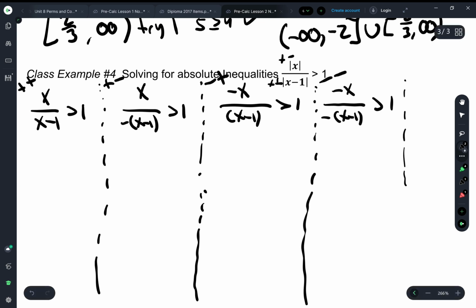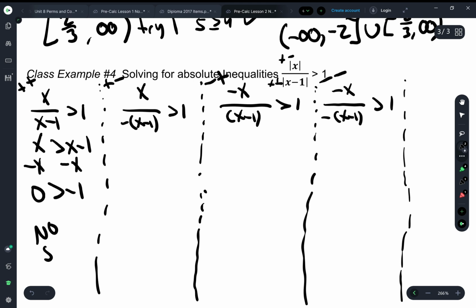And now we have to solve all four of them and see what they do for us. Okay, so we just do this here. If I times the x minus 1 over, I get x greater than x minus 1. You see this one ends pretty quickly because you get 0 is greater than negative 1. There's no x's, no solution. You have no solution with that one because the x's cancel.